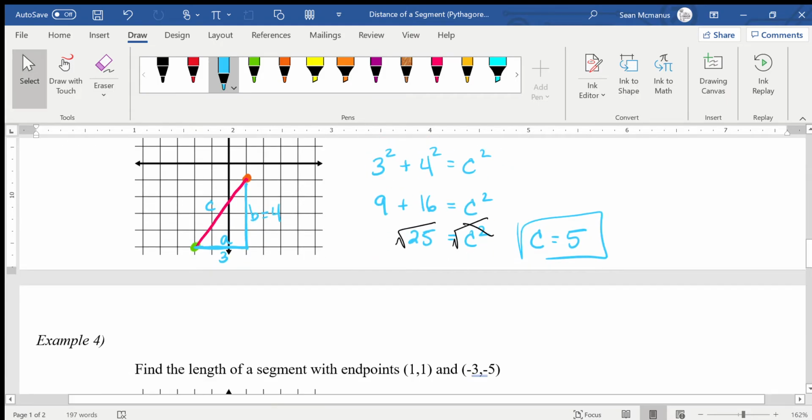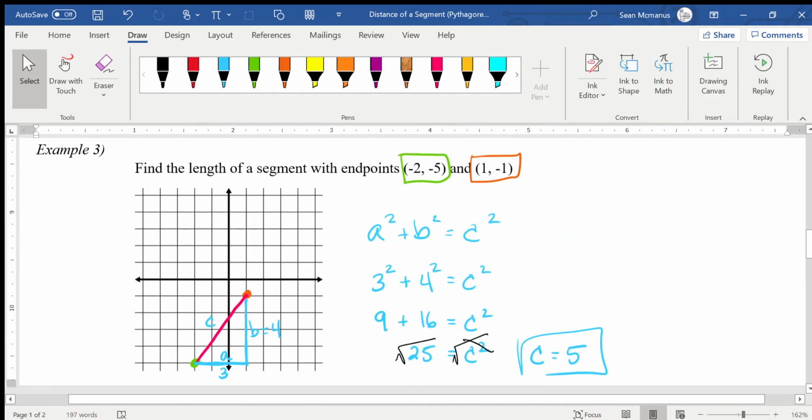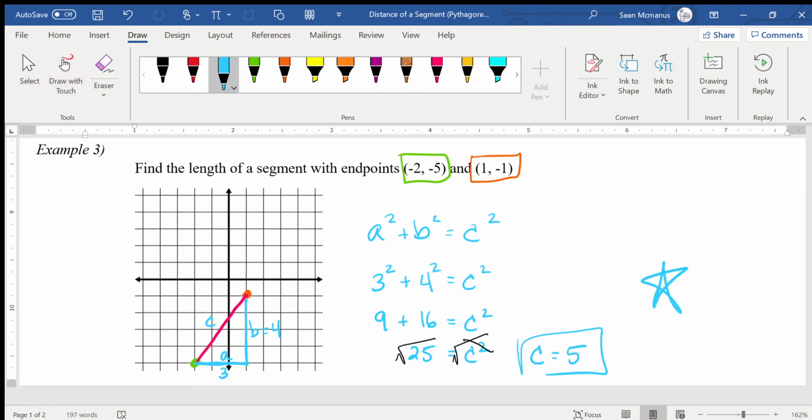So I would say we'll do one more that's very similar. This is going to be the most important part of this lesson right here, being able to do these things right here. So I'll put a star on it. For my class, I put a star by the most important.